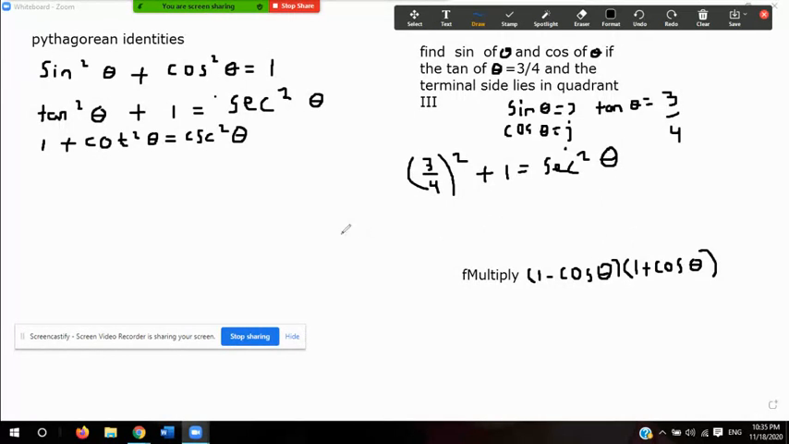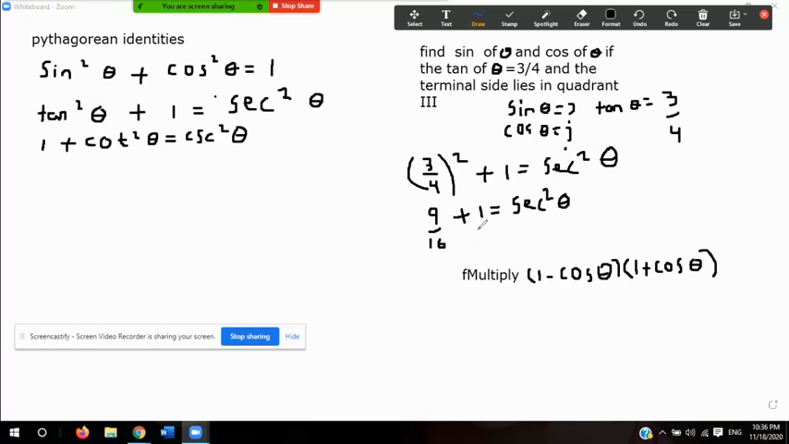So let's go ahead and simplify. 3/4 squared is the same thing as 9/16, because 3 times 3 is 9, 4 times 4 is 16. So 9/16 plus 1 equals the secant squared of theta. All right, now we're going to work with our fraction first, and then we're going to be able to work with what's necessary.